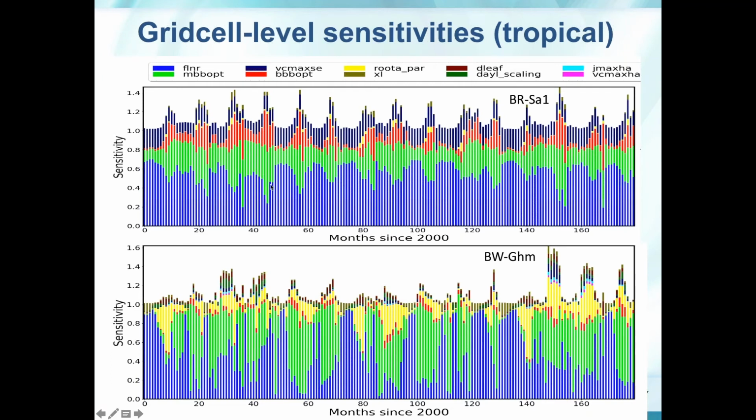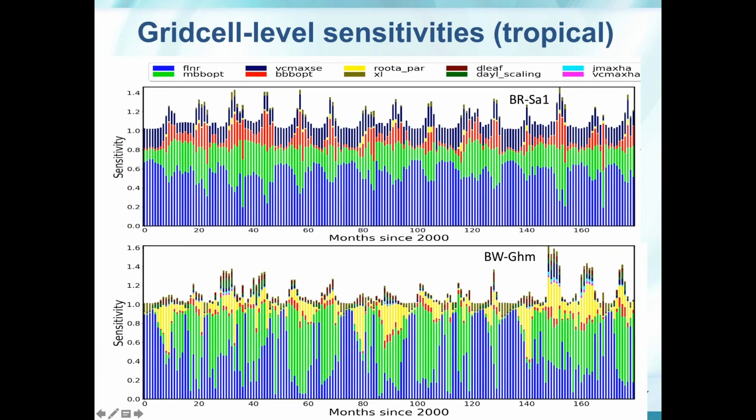So the relative height of that green bar is increasing, and that in a lot of cases corresponds with when conditions are somewhat drier. And the same is true with the stomatal conductance intercept, this BBB opt parameter. We also see for this Brazil site the VCmax SE, or entropy parameter, playing some role in sensitivity as well. And so where that temperature optimum is in the calculation of VCmax is important at this site.